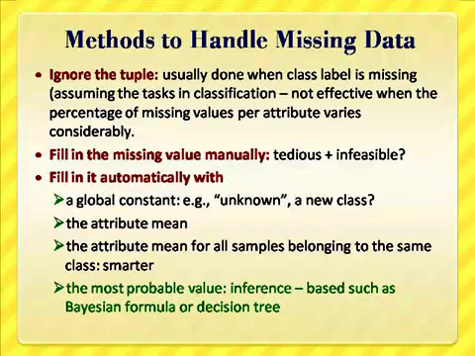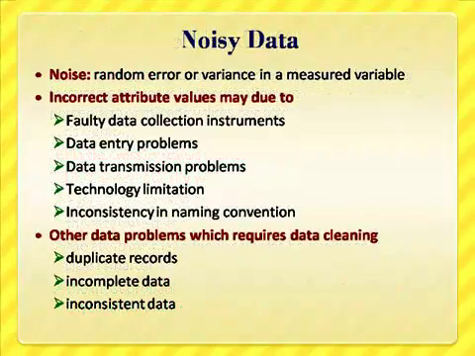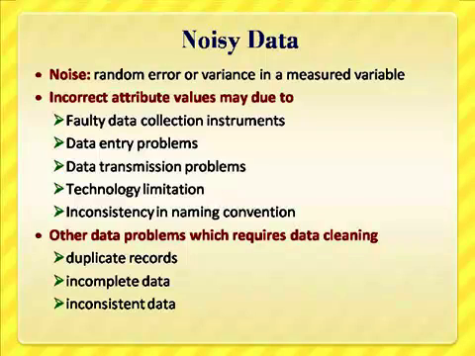The last method is to identify the most probable value. We can determine the most probable value either by using a regression technique, or by using the Bayesian formula, or by using decision tree induction. The second kind of data problem is known as noisy data.